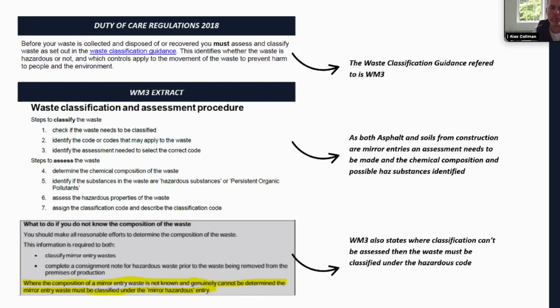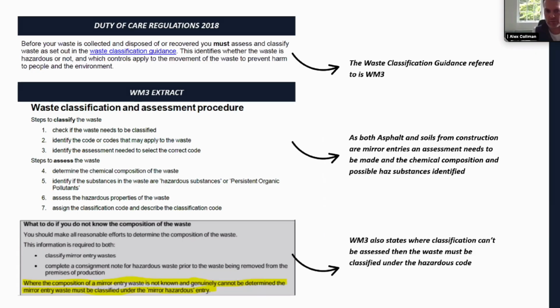And then just finally, touching on WM3. The protocol, as most will know, applies to certain permitted works, but doesn't apply to works under a major permit unless it's for traffic management purposes. So what does WM3, being technical guidance, say about what you have to do in terms of classifying waste that doesn't fall under the protocol?